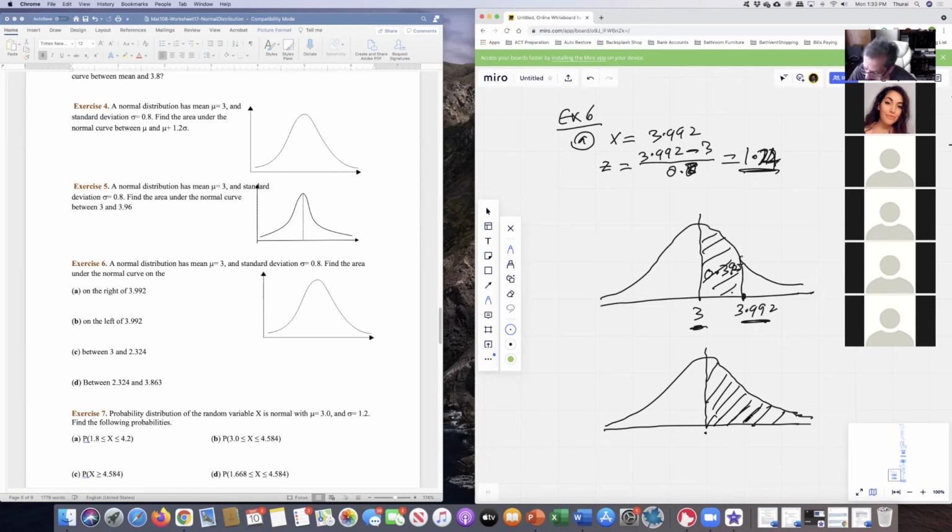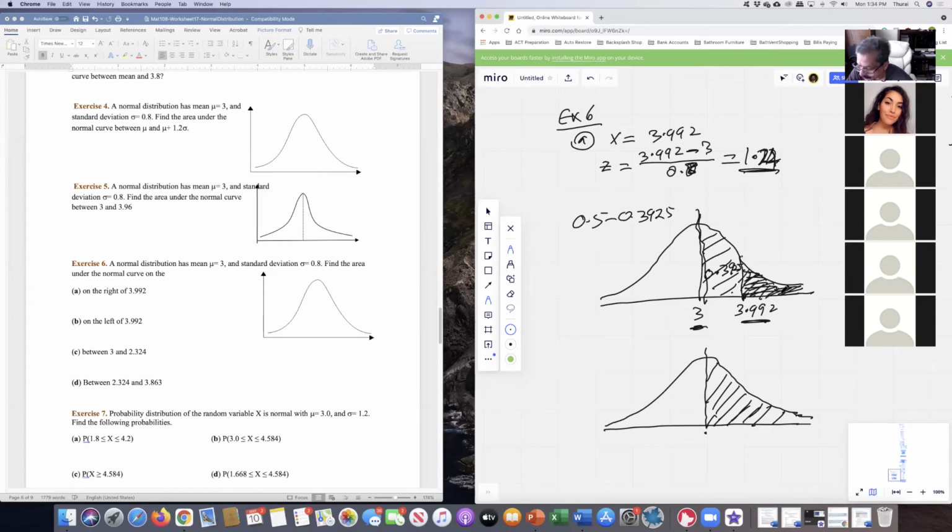So can you now tell me how to find this area here? We would subtract the one we looked up, 0.3925, from 0.5. Yes, right, from 0.5. The whole region on the right side is 0.5. So if I subtract 0.3925 from 0.5, that'll give me the area on the right side, which is this.